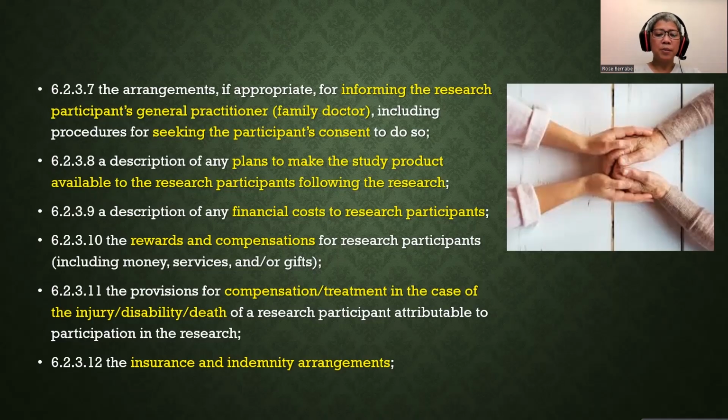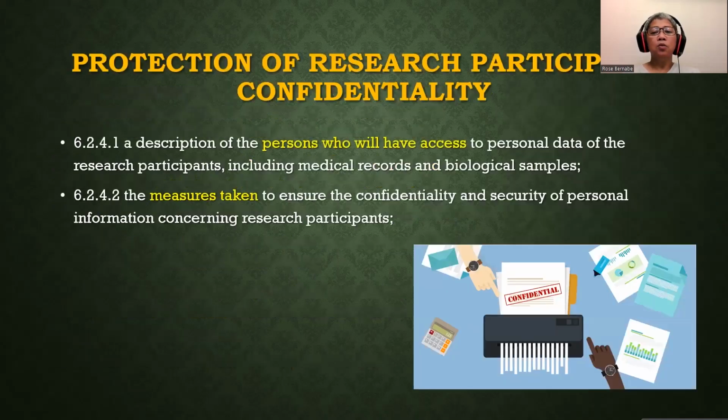The provisions for compensation and treatment in the case of injury, disability, or death of a research participant attributable to participation in the research. Will there be insurance involved? Insurance and indemnity arrangements. Okay, and then research ethics committees must also look into protection of research participants' confidentiality, a description of the persons who will have access to personal data of the research participants.